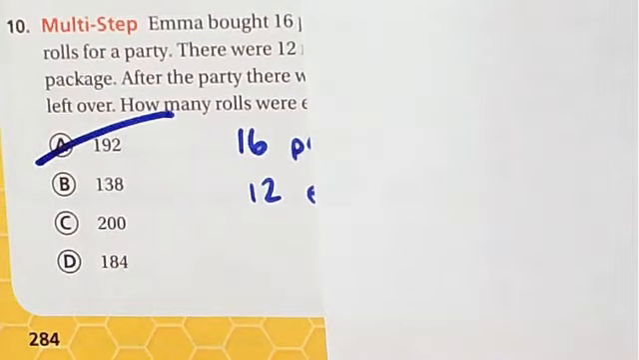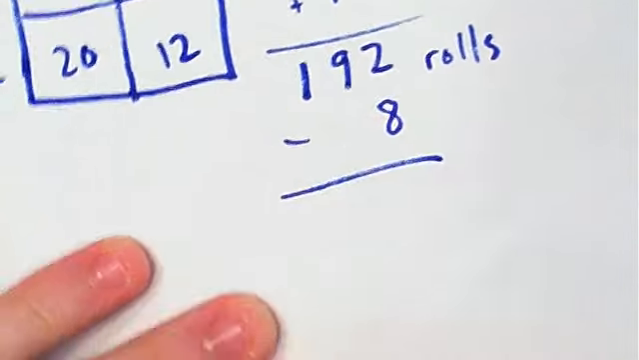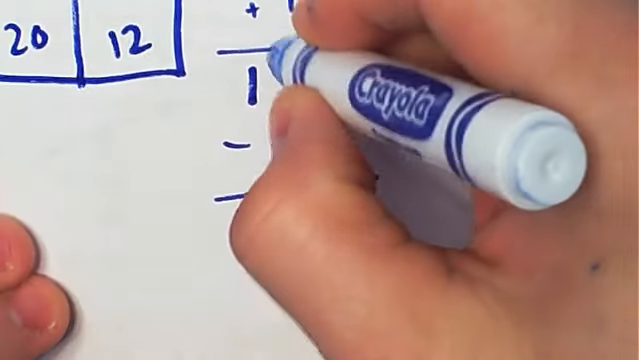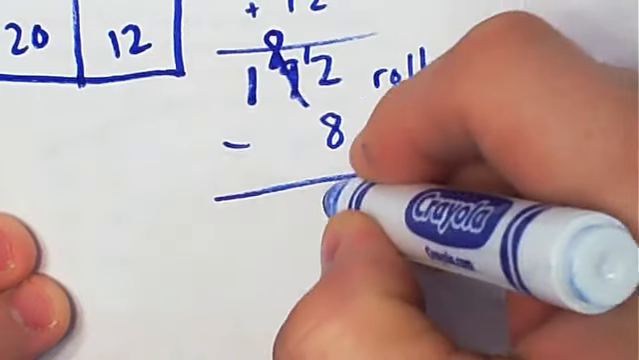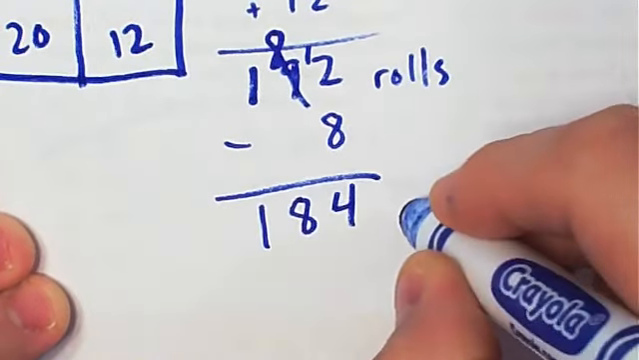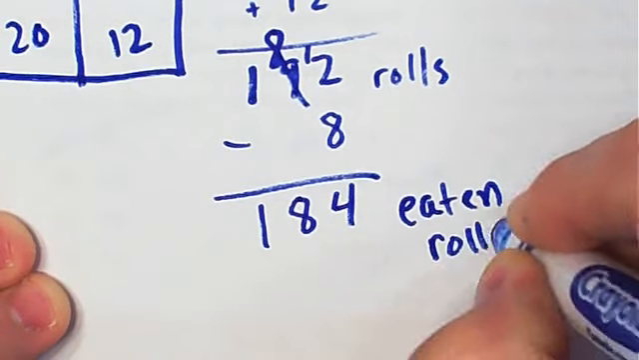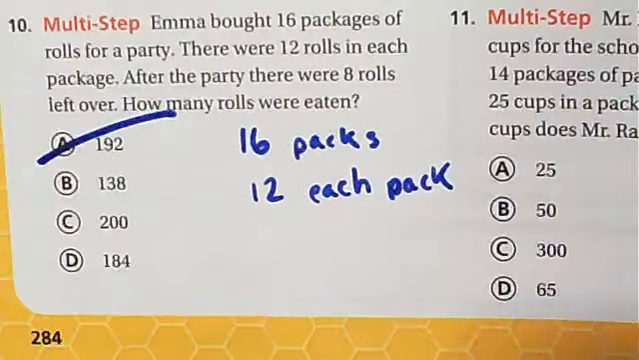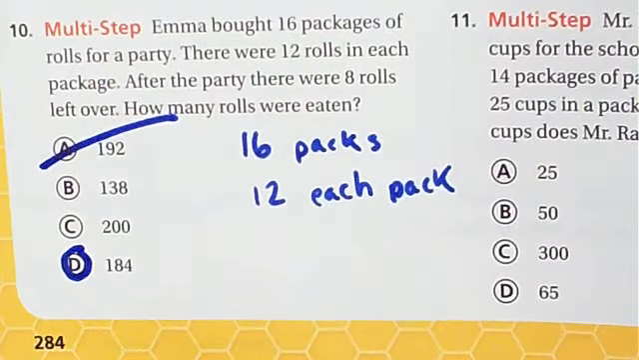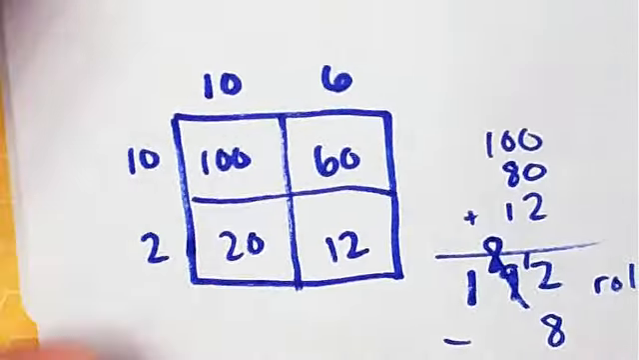Okay, so we know there's 192 rolls. Well, look, there is 192 on there, so we know we're probably correct, but that's not the answer because we're going to take some rolls away. So now we need to take the 8 rolls away that she said was still there, and whatever's left is what was eaten. So borrow. This is 4. Drop the 8. Drop the 1. So there were 184 eaten rolls. And we have 184 right here, letter D.